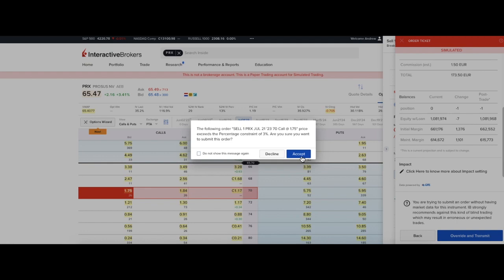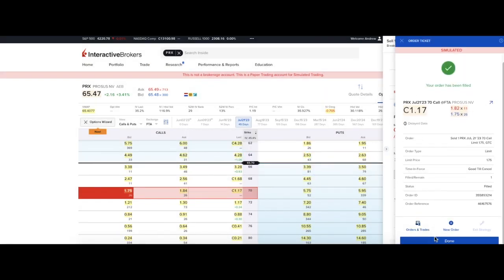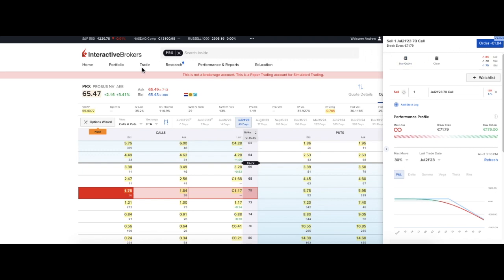I'm just going to press override and transmit. The following order, sell, Prosus, call: the price exceeds a percentage constraint of 3%. Are you sure you want to submit this order? I normally press accept in these situations. They're just trying to make sure you know what you're doing. So I press accept. And it looks like it actually got filled immediately.